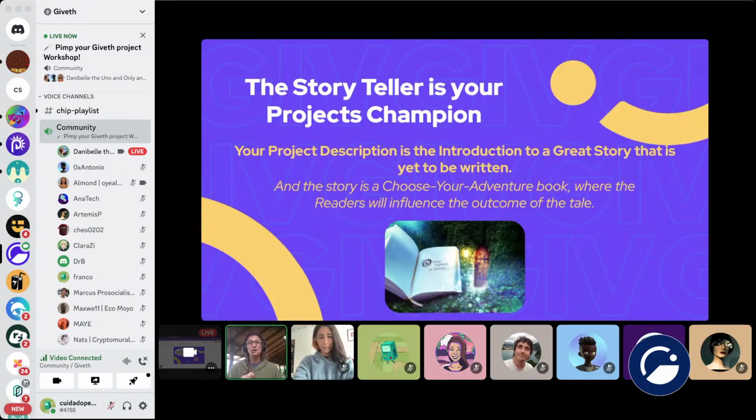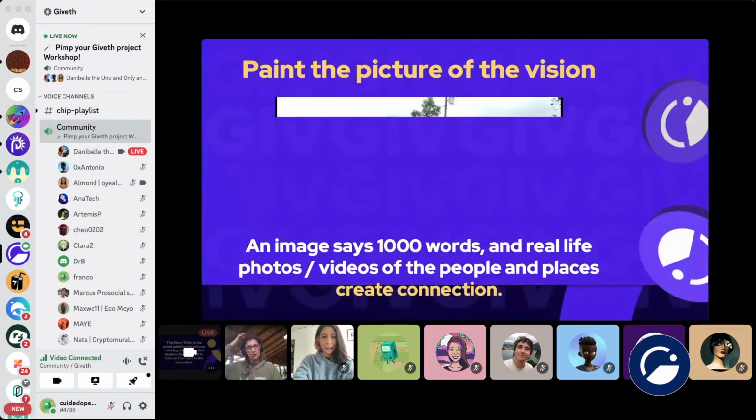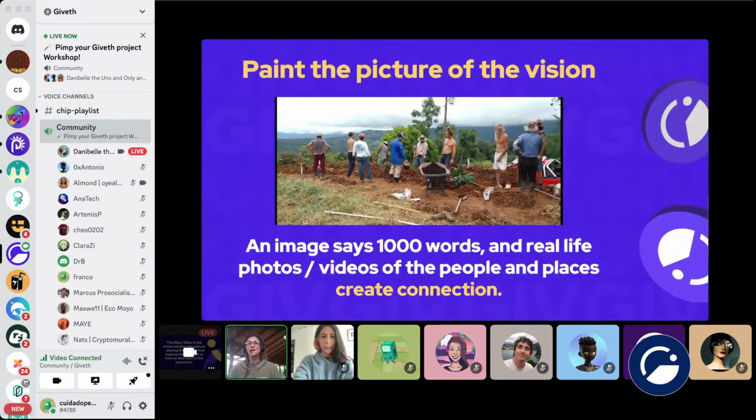Your project description is the introduction to a great story. And that story isn't written yet. The story is a choose your own adventure book. And what the readers see and feel when they see that introduction to your project is going to influence the outcome, because it's going to determine if they even keep on reading, right? So you're going to paint a picture of this vision that you see, and it actually takes pictures.